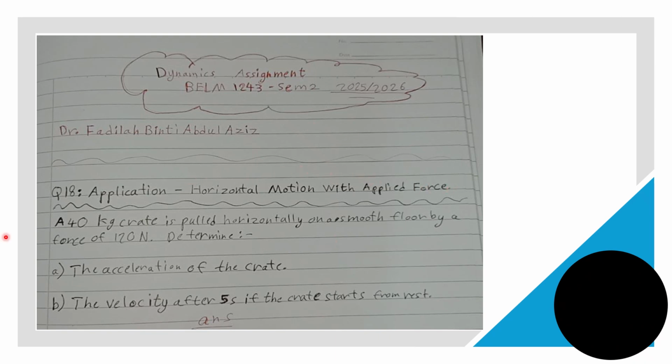The question says a 40 kilogram crate is pulled horizontally on a smooth floor by a force of 120 Newton. We are to determine first of all the acceleration of the crate itself, and then secondly the velocity after 5 seconds, assuming it starts from rest.